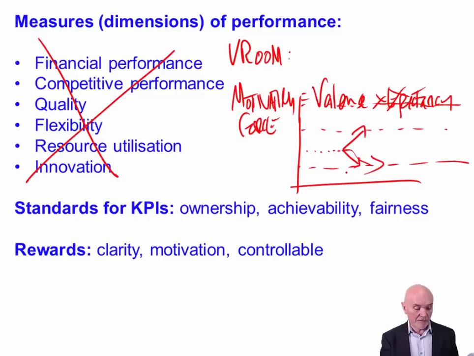Next one we have to look at is industry-wide staff turnover. So we are setting a KPI on industry-wide staff turnover. Again, we were looking at ownership, achievability and fairness.